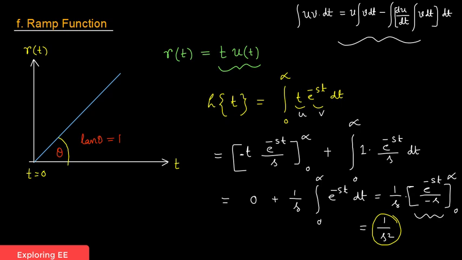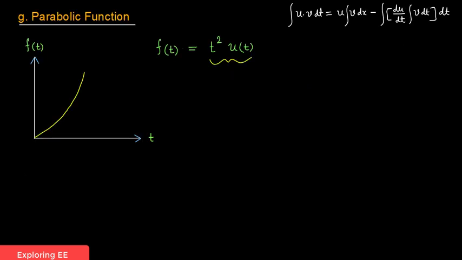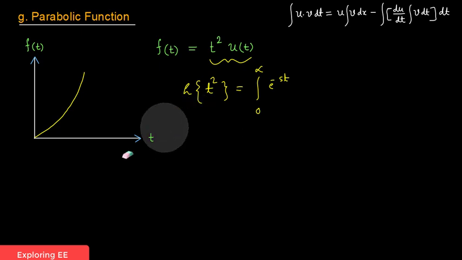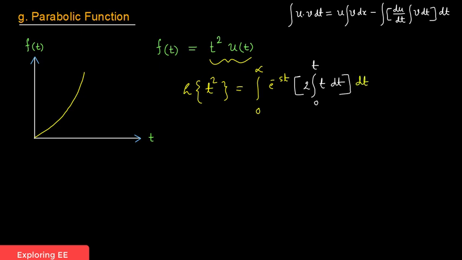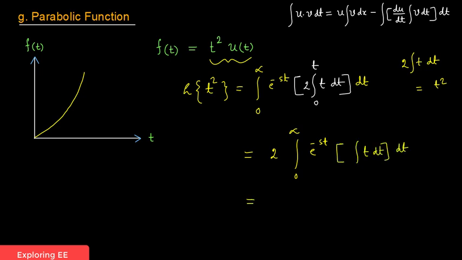Moving on to the parabolic function given by t square times u(t). The Laplace transform of t square is given by the integration from 0 to infinity of e to the power minus st into t square dt. Now t square can be written as the integration of 2 times t dt. As we know, the integration of t dt is equal to t square by 2. So 2 times the integration gives only t square. 2 is taken outside the integral, e to the power minus st into the integration of t dt.